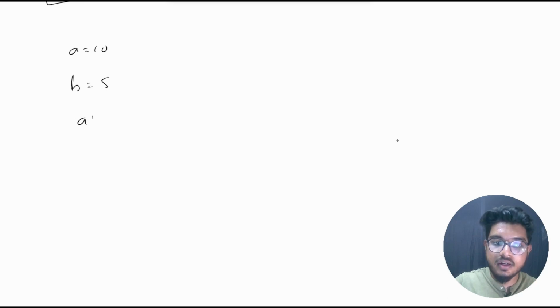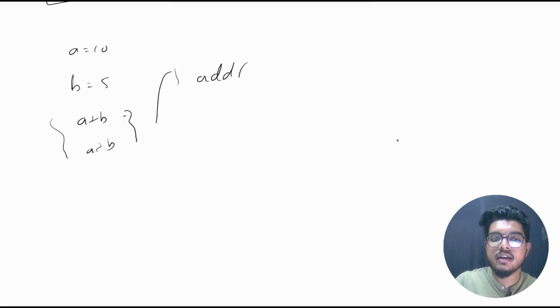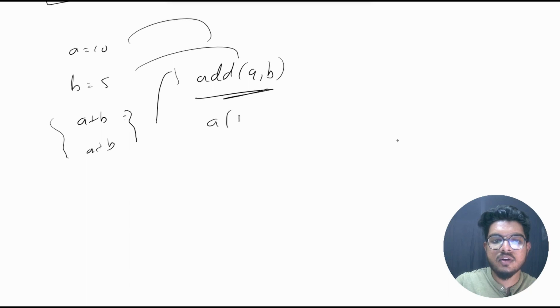Every time, without writing a plus b, a plus b, a plus b, you can just write down a function called add and call the function with a comma b. Automatically these values will go into a comma b. So it becomes add of 10 comma 5.